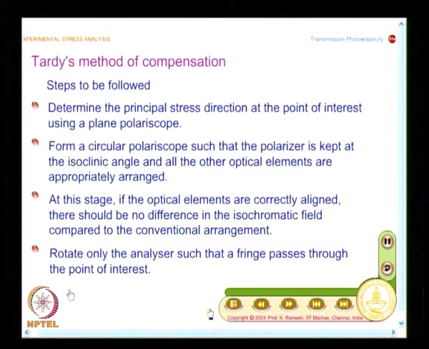Then finally, you rotate only the analyzer such that a fringe passes through the point of interest. From this axis I should find out the angle by which the analyzer is rotated. I should know what the reference axis is before I start rotating the analyzer. That becomes the reference axis, then I start rotating it until a fringe passes through. What are the possibilities? I can rotate the analyzer clockwise as well as anti-clockwise. Both will give some numbers, so we need to know how to interpret this.